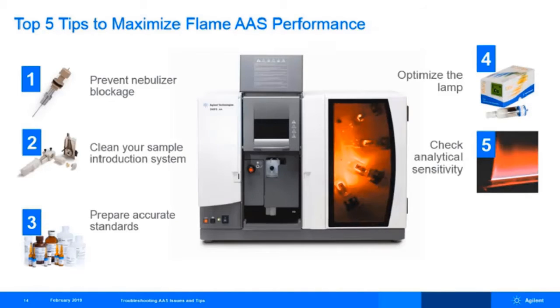So now let's think about some of the other tips and tricks that we can provide to help you maximize the performance of your atomic absorption system. And I guess we're really going to focus on the other 4 tips that are important to maximizing performance. So we'll look at what's important about preventing nebulizer blockage, about doing maintenance of your sample introduction system, about checking the analytical sensitivity that you're achieving, and of course about what you need to do to make sure that you're getting accurate standards and accurate results from your analyses.